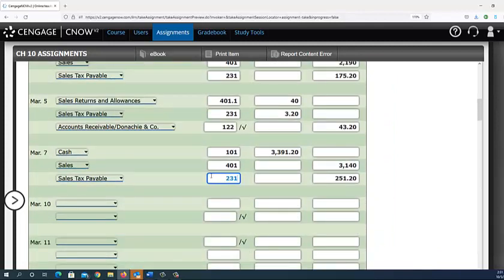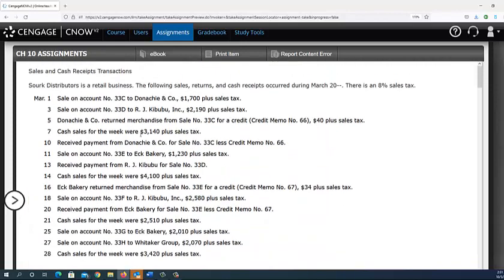March 10th will be the last one that I demonstrate for you because I think you'll get the picture. On the 10th, we received payment from Donacci & Company for sale number 33C and credit memo 66. So remember, our original sale amount was $1,700 plus tax, and then they returned $40 plus tax. And notice that they're not telling us what the amount is. We're going to have to figure it out ourselves.